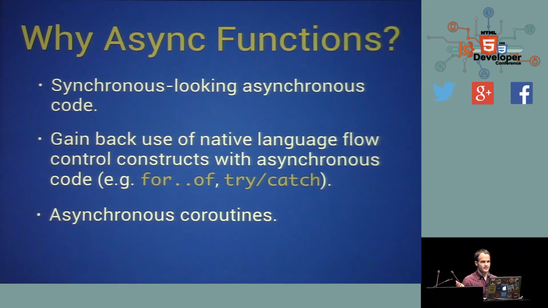So why asynchronous functions? I know I've been harping on this a lot, but I think it's a really important thing to think about. We can write asynchronous functions that look deceptively like synchronous code. It's really powerful. Then we gain back use of these native language flow control structures. We can do a for of loop, we can do a try catch block, and we're using it on asynchronous stuff. And something else I didn't really touch on, but if you're familiar with generators and coroutines, we could utilize this in doing some asynchronous coroutine type code, which could be really powerful as well.